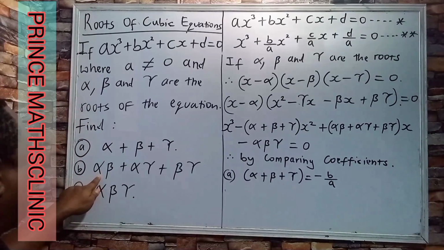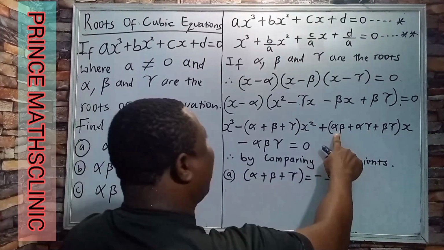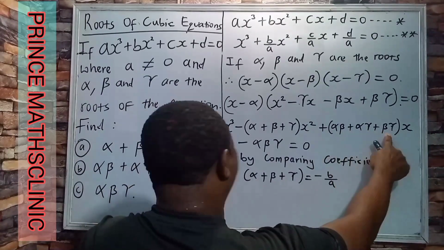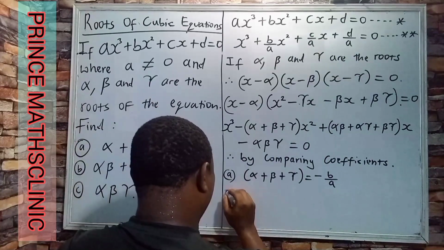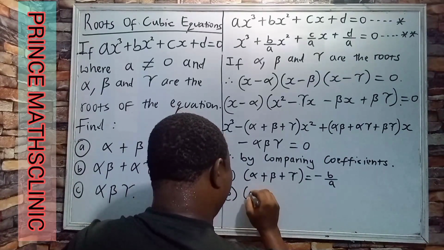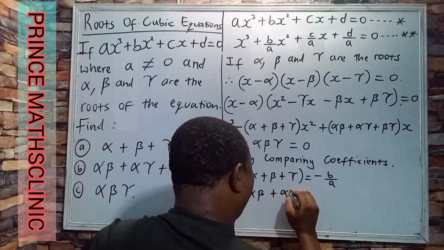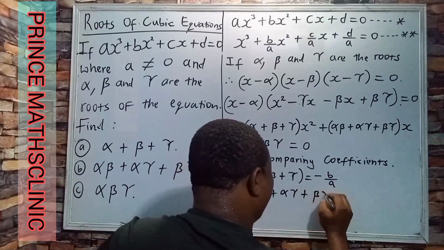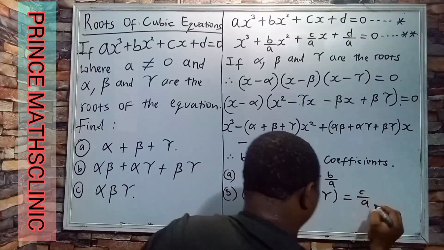Then question B says alpha beta plus alpha gamma plus beta gamma. Now look at what we have here: alpha beta plus alpha gamma plus beta gamma. Coefficient of x here compared to coefficient of x there. Therefore, the result for B, alpha beta plus alpha gamma plus beta gamma, is equal to just c over a. That's the answer to B.